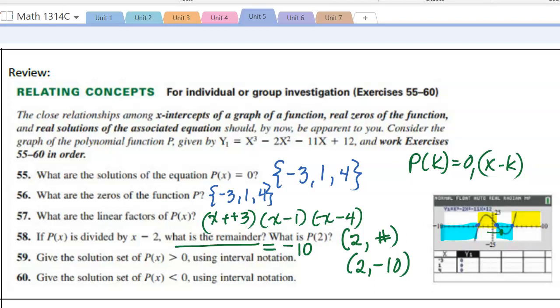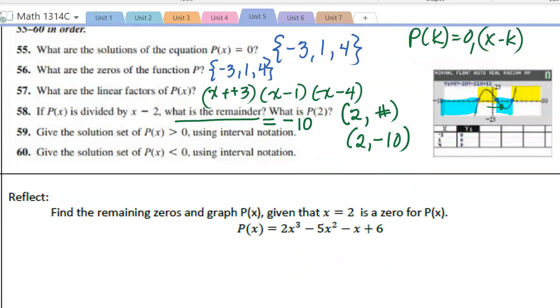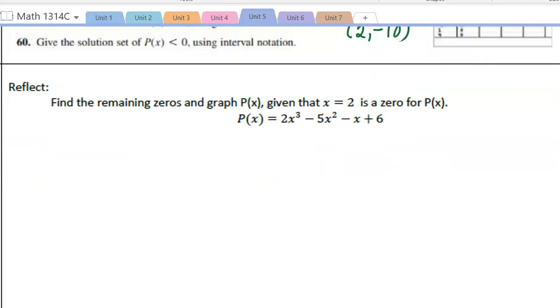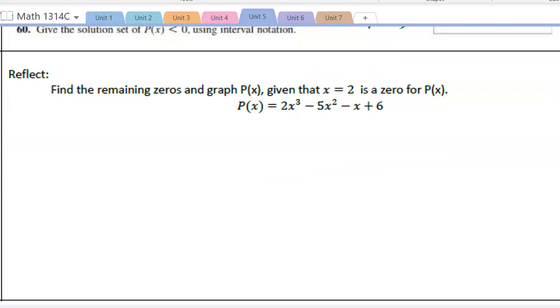For the reflect, you are asked to find the zeros and to graph the polynomial p of x is equal to 2x cubed minus 5x squared minus x plus 6, if you know that x is equal to 2 is a zero of p of x. After the lecture videos, you will be able to graph the polynomial, but you should be able to determine the zeros from the previous lectures. This concludes this video.